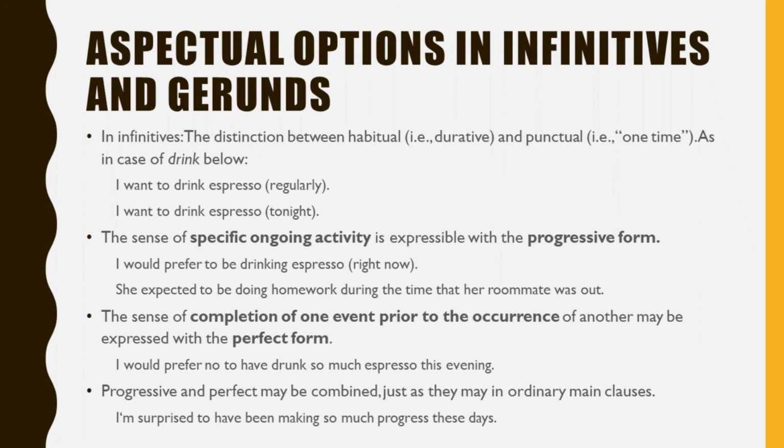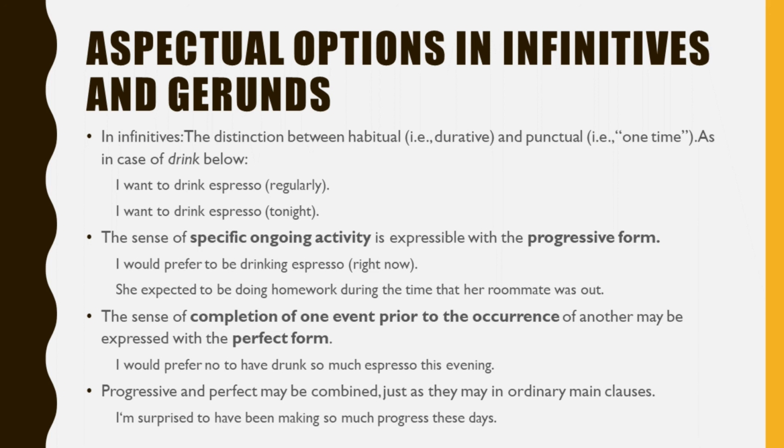If you want to express a specific ongoing activity, you should use a progressive form, just like in the examples below. I would prefer to be drinking espresso right now. And she expected to be doing homework during the time that her roommate was out. The sense of the completion of one event prior to the occurrence of another may be expressed with a perfect form. For example, I would prefer not to have drunk so much espresso this evening. In this case, the drinking occurs prior to the preferring.